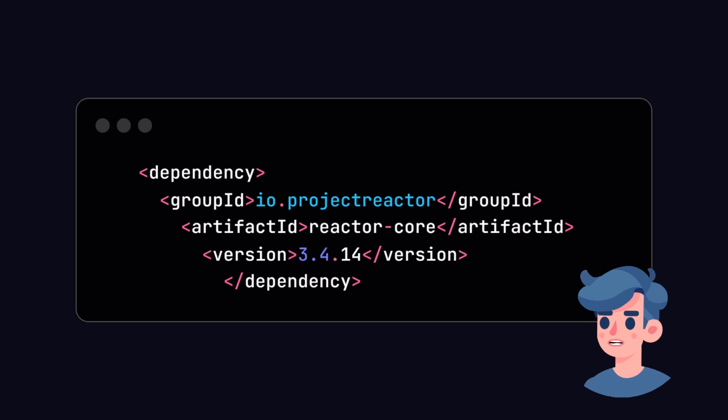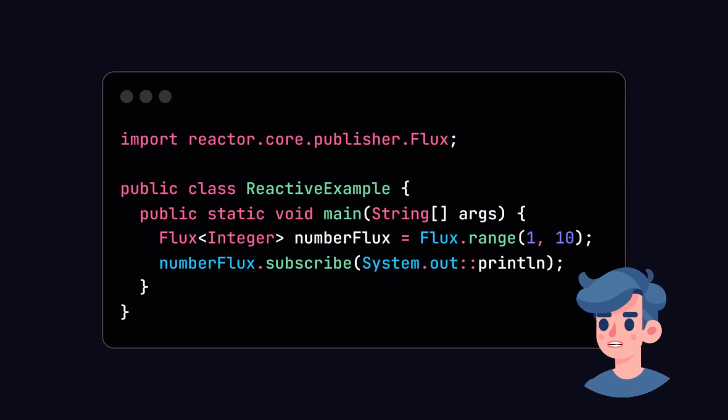If you're using Maven, you'll need to add the Reactor core dependency to your pom.xml. Here's how you do it. Make sure to refresh your project so that the dependency is correctly downloaded. With that said, let's jump into some code.